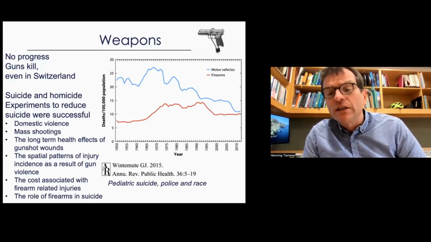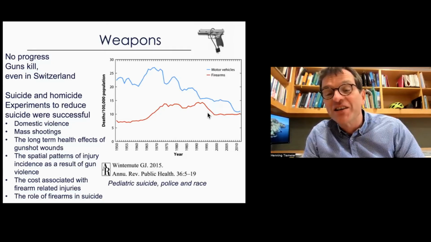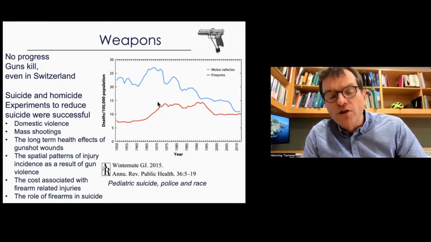Whereas for weapons, there has been perhaps a tiny bit of decrease here, but otherwise it's really a straight line. So with weapons, we have not made progress. And although we have very good evidence, it's a bit of a frustrating topic for my colleagues to study. For 30 years, we know what to do, just reduce ownership, but nobody is listening.